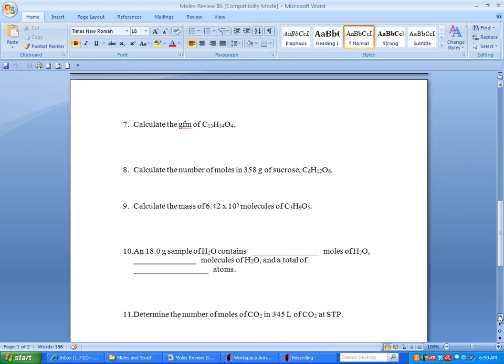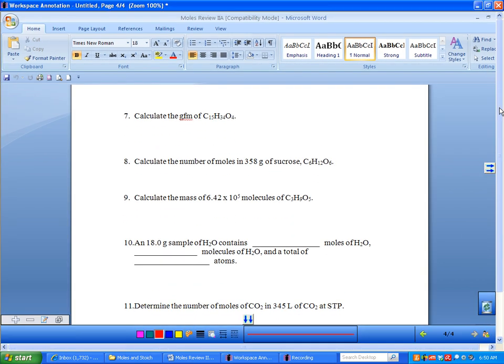Okay, we move on down to number 7. Number 7: calculate the GFM of C15H34O4. That's the same thing as the molar mass. So you want the mass of 1 mole, so you go to the periodic table and you say, well, I have 15 carbons. Each of them has a mass of 12.0. I have 34 hydrogens. Each of them has a mass of 1.0 grams. And I have 4 oxygens. Each of them has a mass of 16.0 grams. So now I'm going to get that value.